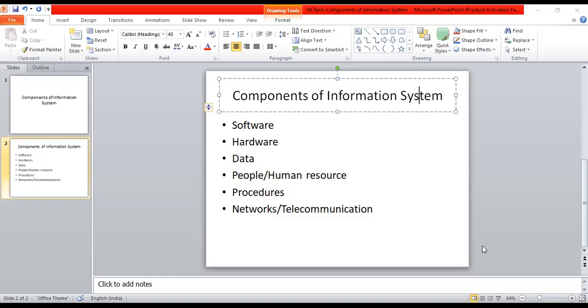When we go to the hardware, it is the physical technology that houses and executes the software, stores and carries the data, and provides the interfaces for the entry and removal of information from the system. Hardware, as you already know, includes computer hardware like the hard disk and another part of your computer, the memory card.